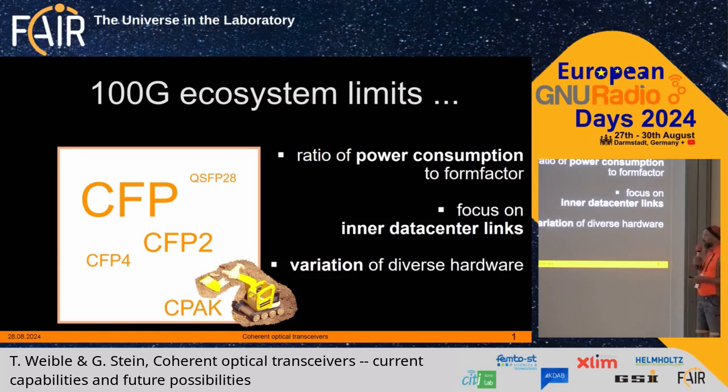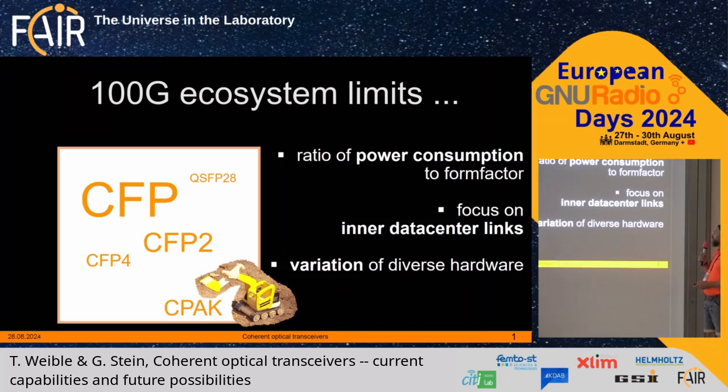When we compare them, there was some evolution with the smaller form factors, the CFP2 and CFP4. And the latest one, the one which is mainly used now, is the QSFP28, which is a nice tiny form factor, again with a drawback: it cannot consume that much power. And when we want to connect long distance links, like 40, 50, 60 kilometers, we need some power. So this whole 100 gigabit ecosystem was mainly designed for inner data center links and within metro spans.